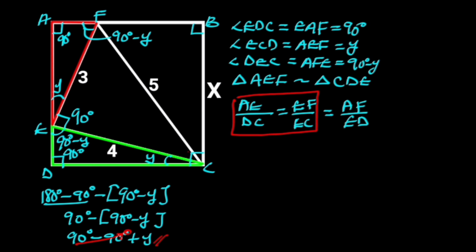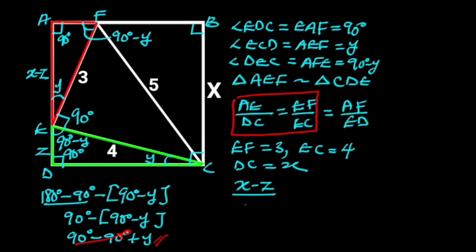Since the length of the square is x, if we call ED Z, then AE will be x minus z. From the figure, EF is 3, EC is 4, and DC is x. If we go ahead and plug in these values in the above equation, we will have x minus z over x is equal to 3 over 4.